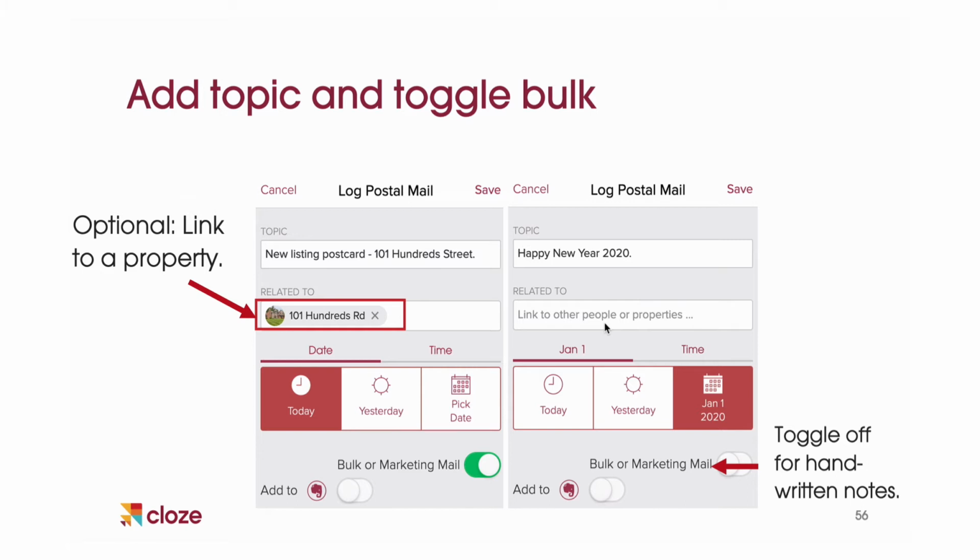If you went to the trouble and sent 100 holiday cards out, hand wrote the labels, hand wrote everything, then you should get credit for that. And that does count as an interaction because you wrote a personal note and you toggle off the bulk marketing action. So let's take a look at how that works.